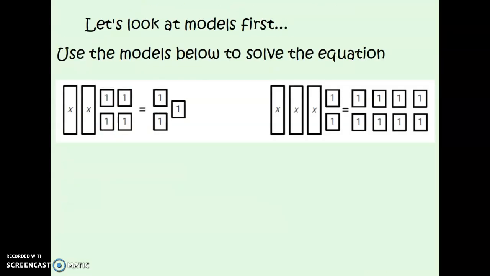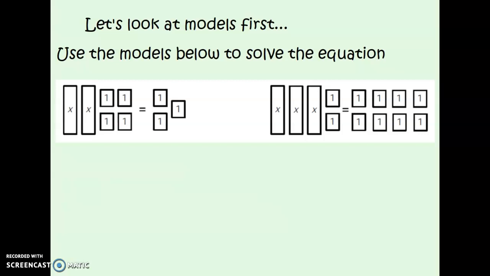I'm going to show you guys a model. So there are actually two different models. We're going to use these models to show us how we would use the models to solve equations. Okay, so first of all, we want to isolate the variable. We want one variable on one side of the equal sign and everything else on the other. Okay, so first thing I'm going to do is write this as an equation.